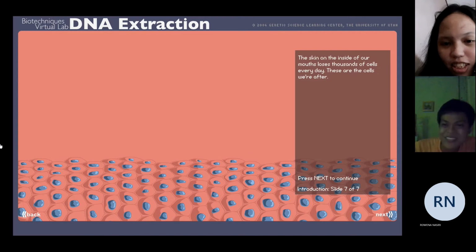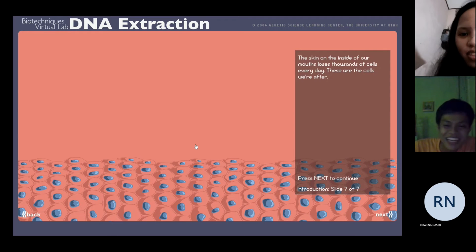Ay, saliva. Chick cells ba yan? Or naganga siya? Sa bunga nga.